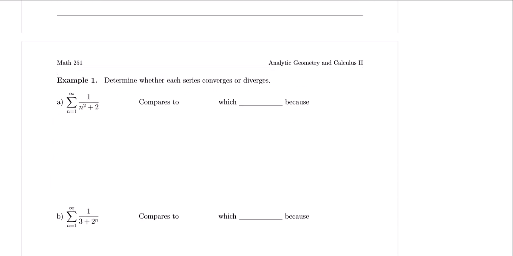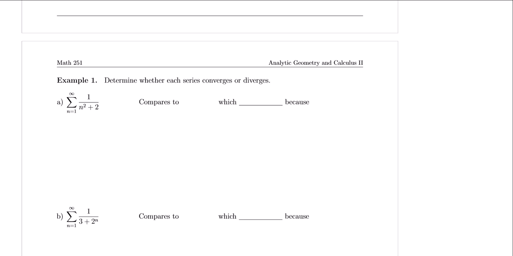So, to make this a little bit more clear, let's go ahead and take a look at a couple of examples. Now, as you're working with these problems, I do want you guys to let me know what series you're comparing the original one to, and whether or not the one that you're choosing to compare is going to be diverging or converging. So, let's begin here.